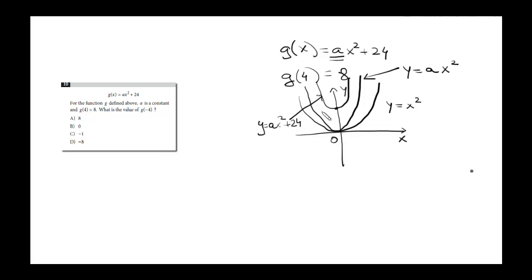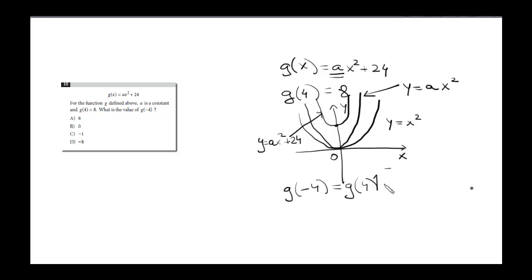We can notice that the graph is symmetrical with respect to the y-axis. So if g of 4 is 8, it means that g of minus 4, because of the symmetry, is the same thing as g of 4. That is, it will be equal to 8 itself. So the correct answer is A.